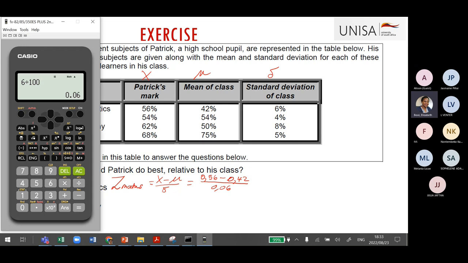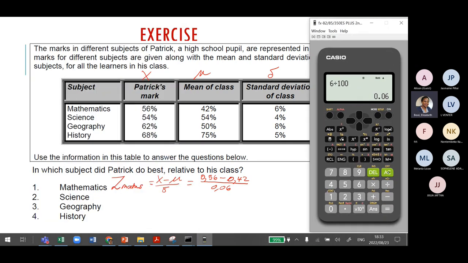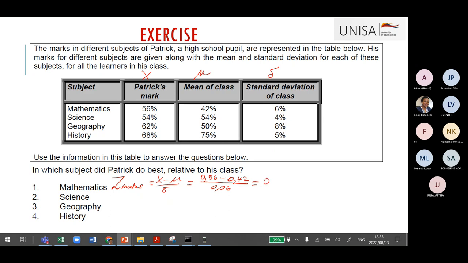Okay. So now we can just calculate. Just going to move my calculator this side this time. 0.56 minus 0.42 equals, and I can just divide the answer by 0.06 equals. On your calculator, you don't have to put 0.0. You can just put 0.0 some number. It will also know that that is a zero. So yeah, the answer is 2.33.